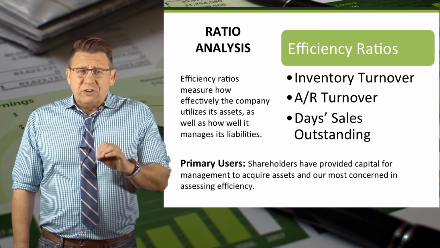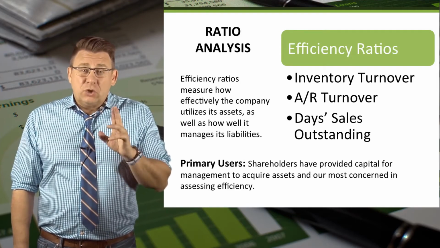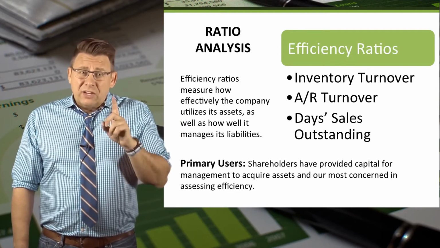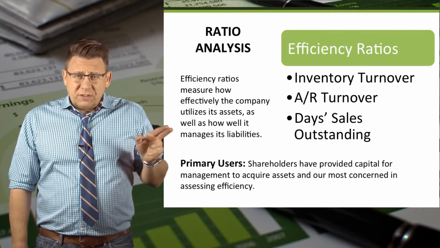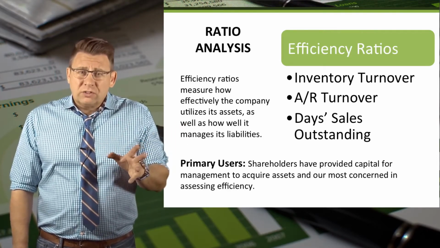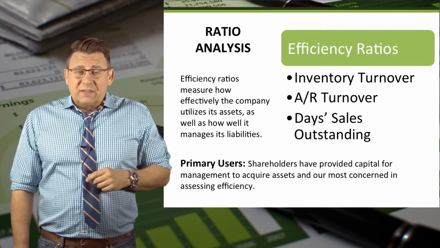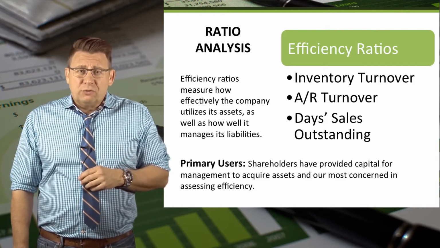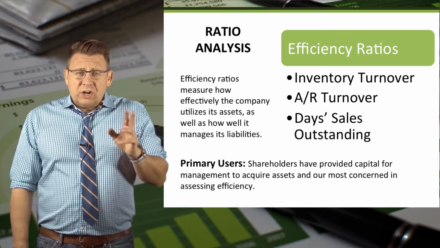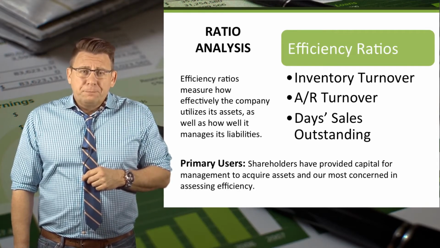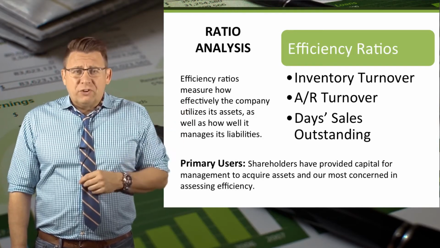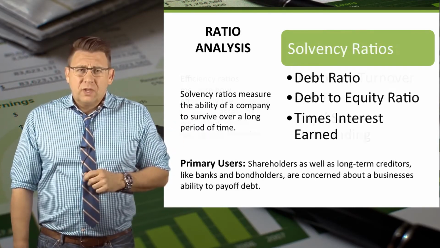Efficiency ratios measure how efficient a company is at utilizing its assets as well as how it manages its liabilities. The primary users of this financial data are shareholders, as they have provided the capital management is using to operate the business. Shareholders want an organization to be managed efficiently. And you can see some of the common ratios listed on the slide.